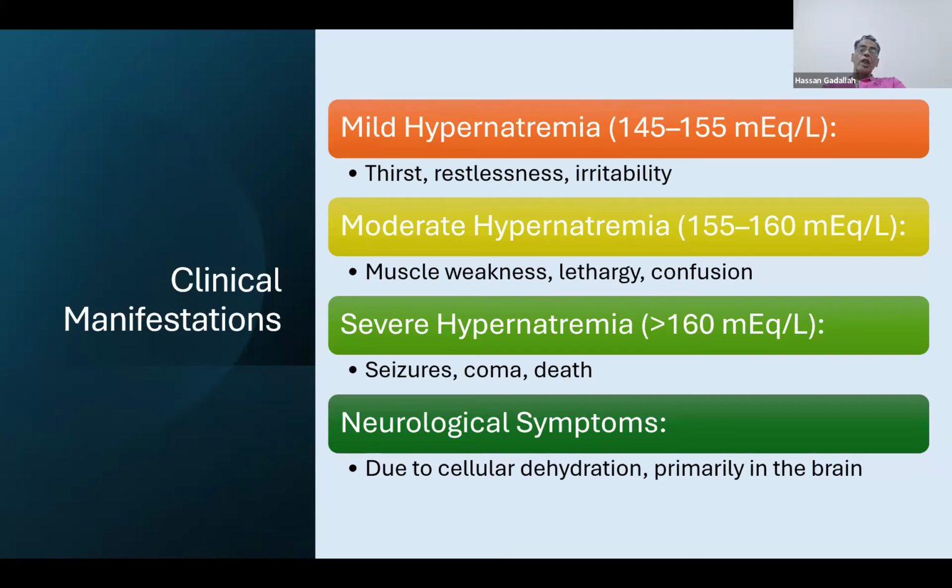They are going to be swollen in cases of hyponatremia and shrunken in hypernatremia. So there is disturbed homeostasis of the cells leading to these neurologic abnormalities. And we have to remember that most of the symptoms and signs of sodium disorders are neurologic.